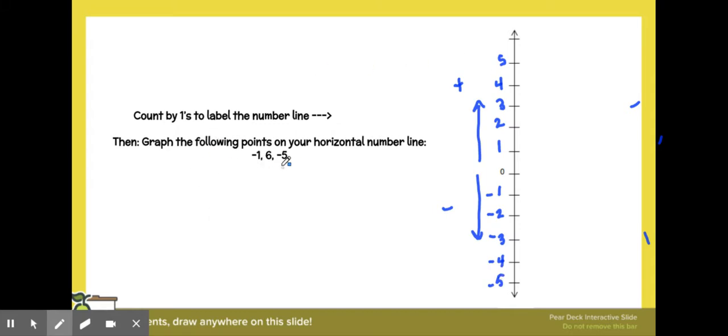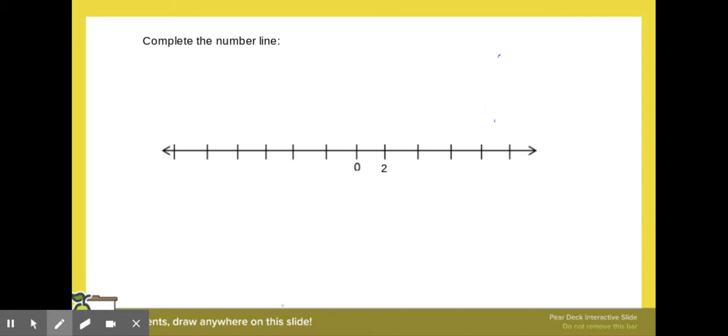And when I graph the points, it's the same as if it were on a horizontal. This should say vertical, sorry. I would point -1 would be 1 jump below 0, right on the line there where the dash is. 6 would be right above 5, up here. I could label it 6. And -5 would be 5 jumps below 0, which would be down here.